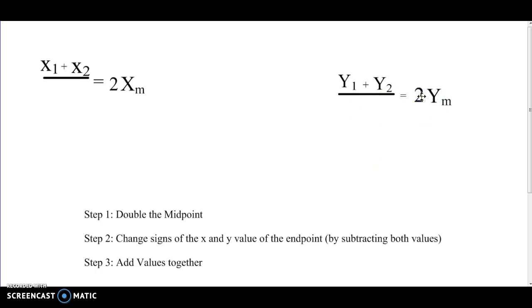Then what we're going to do, if you think about it, is bring one of the coordinates over to the other side. So think about how we do that in algebra. If you have x1 plus x2 and you want to get x1 by itself, you literally subtract x2. So whatever that coordinate is, we're going to change the signs of that coordinate. So it's as if you're subtracting it.